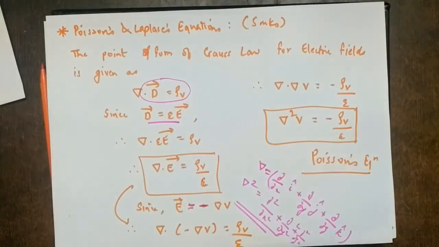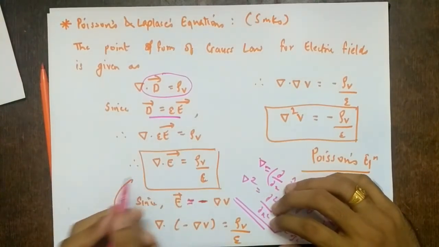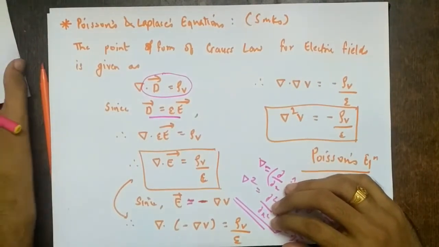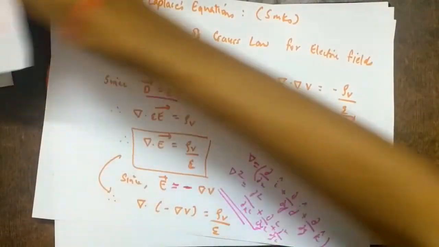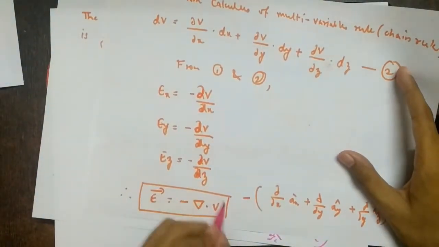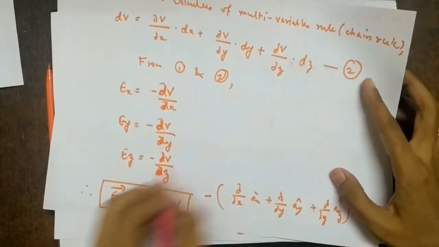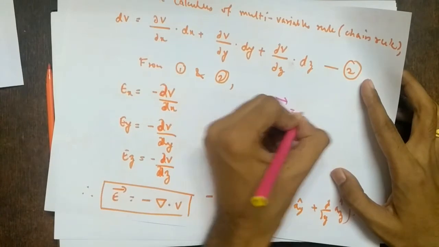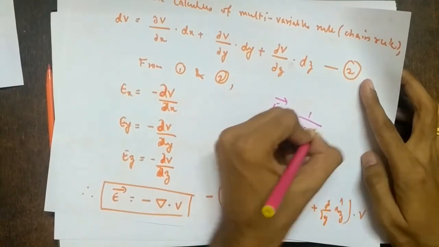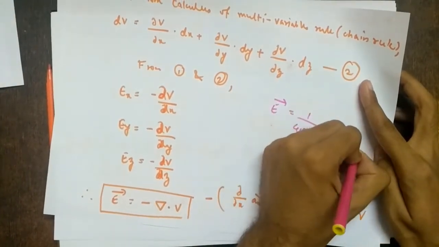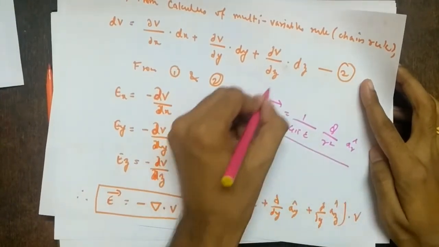So both are scalars. I forgot to tell you this. Why we have this relation between E vector and potential is because if you find the electric field of a point charge, the formula is 1 upon 4 pi epsilon, q upon r square, a_r cap. So it is quite difficult to use this formula.